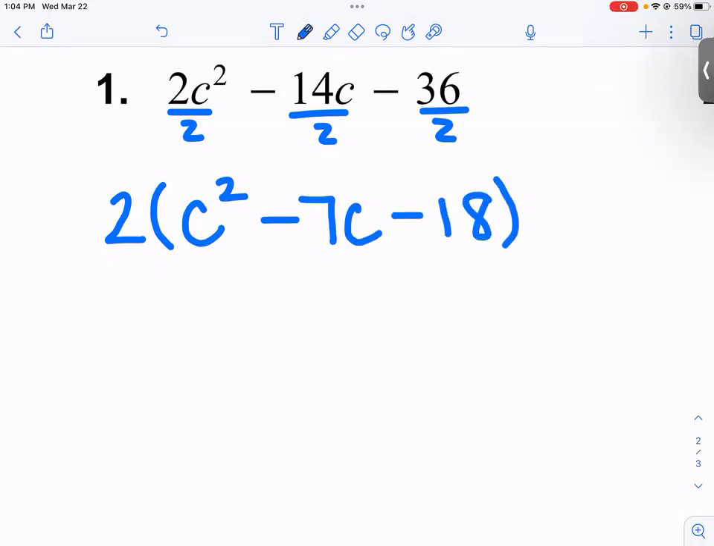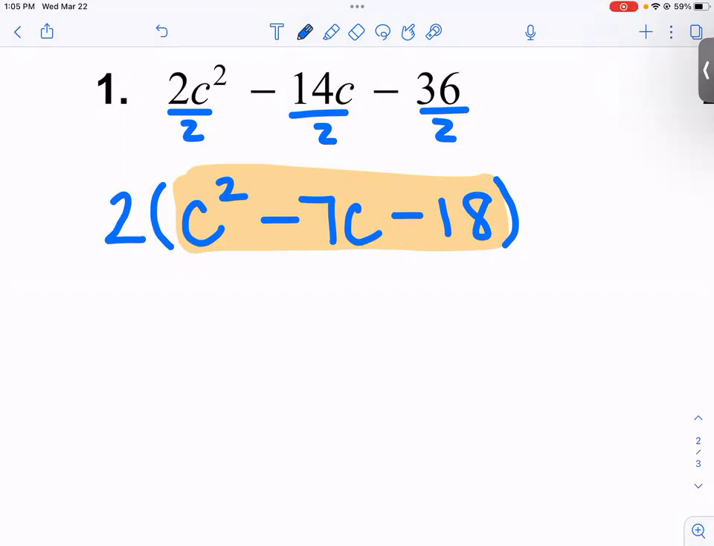And you know what? I think I'd much rather factor this guy right here, because now my leading coefficient is 1. When I'm talking about leading coefficient, I'm talking about this coefficient right here. Okay. So now c squared minus 7c minus 18.